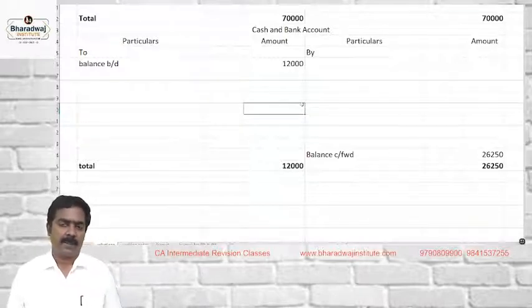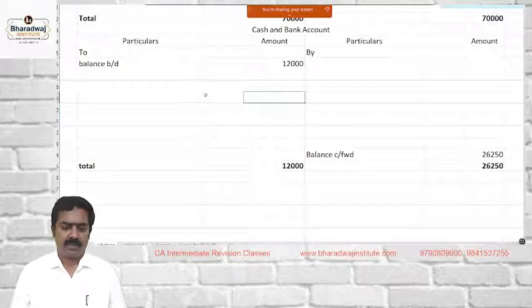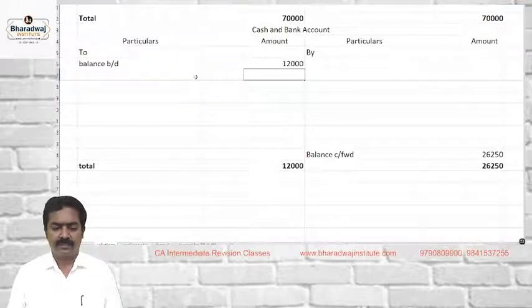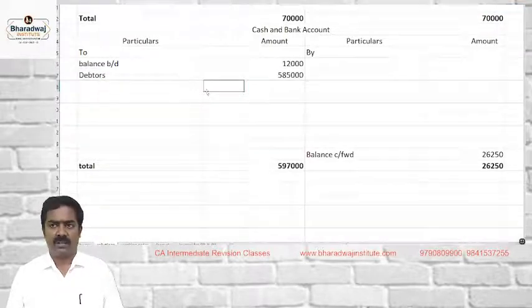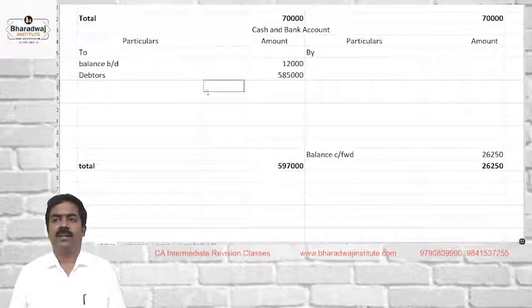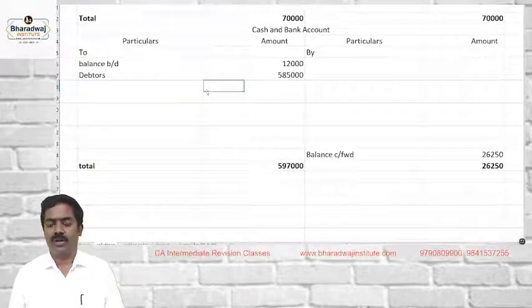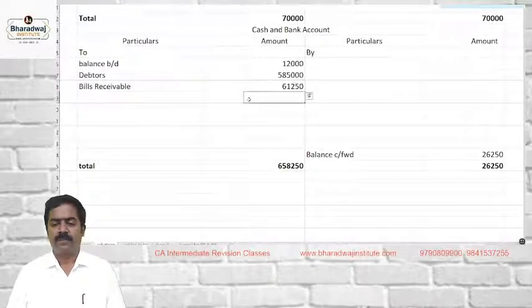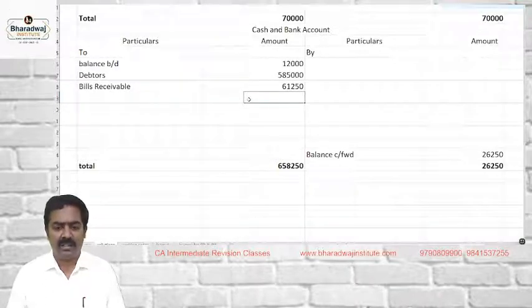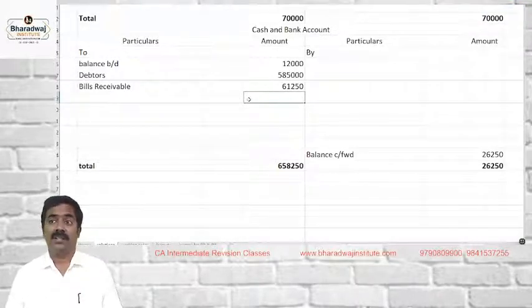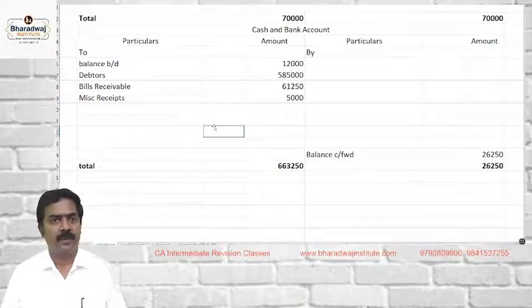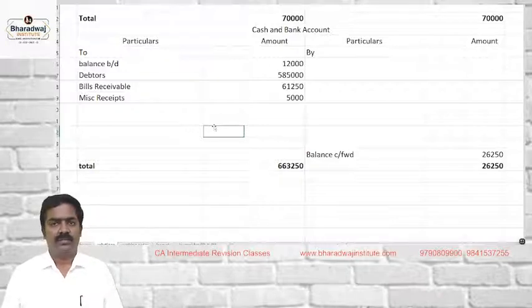What are the receipts? Cash or bank account debtor to debtors account. How much is collected? 5,85,000. Then bills receivable discounted. Bank account debtor to bills receivable. Net amount, not discount amount. Bills receivable discounted how much? 61,250. Then any other collection? Yes, miscellaneous receipts, incomes. Miscellaneous receipts 5,000. Any other collection? No. Payment side.